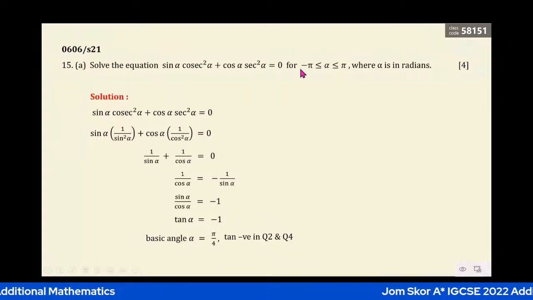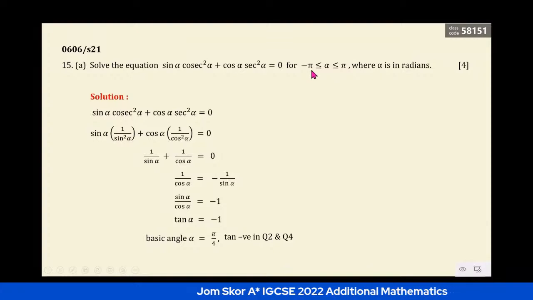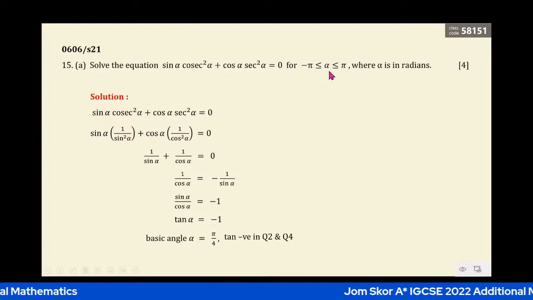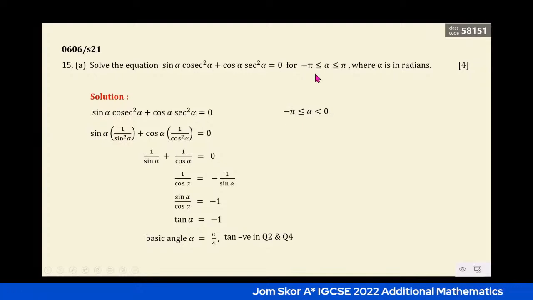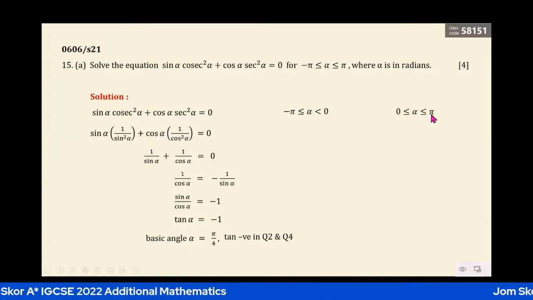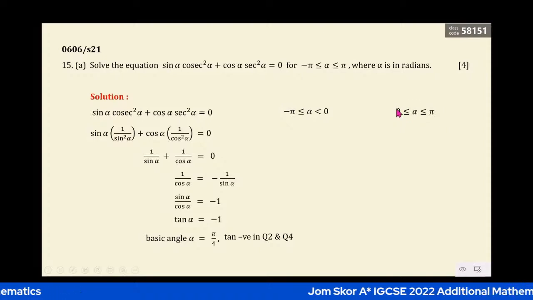So alpha is in the range of negative pi until pi, so from negative angle to positive angle. So what teacher does, if you get this type of range, we split into two. One is for alpha between negative pi and 0, and then another one from 0 until pi. So this is a negative angle, and this is a positive angle.